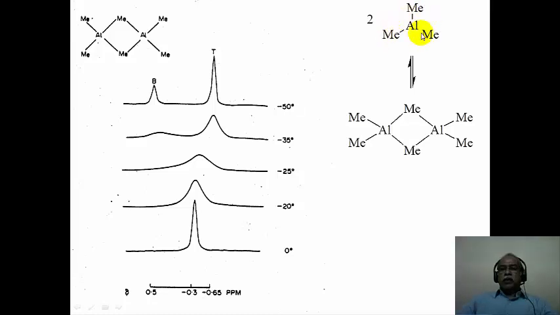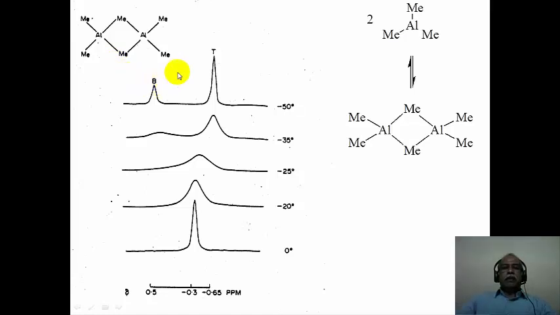2 moles of the trimethyl aluminum undergo dimerization to give a structure with bridging methyls and terminal methyls. There are 2 types of methyls in this molecule. One is the bridging methyl, which is the center methyl here, and 4 terminal methyls are also present here. Now, the terminal methyls have a different chemical environment compared to the bridging methyl. So, the 2 bridging methyls should come at a separate chemical shift value, and the 4 terminal methyls should come at a separate chemical shift value.